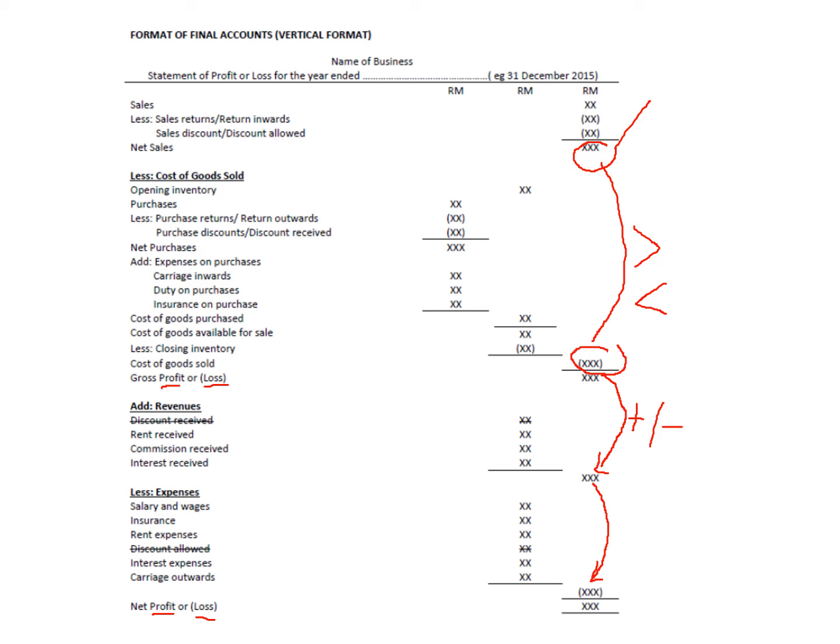So please take note that the profit from this statement of profit or loss will be transferred to the SOFP, or statement of financial position, where the profit will be added to the capital of the business. As for the net loss, it will be deducted from the capital of the business.